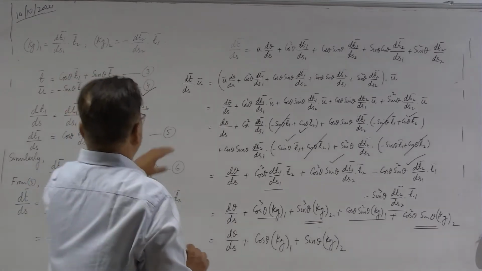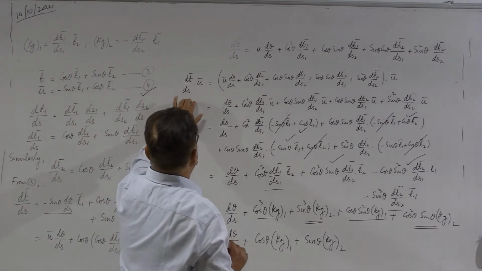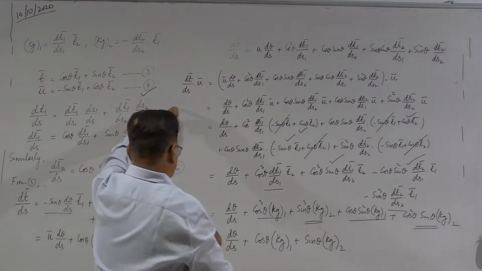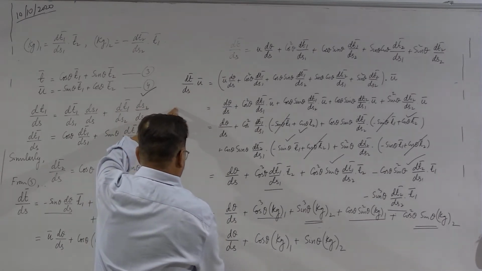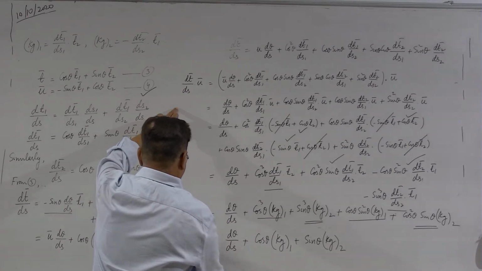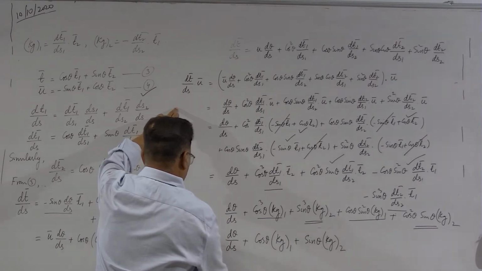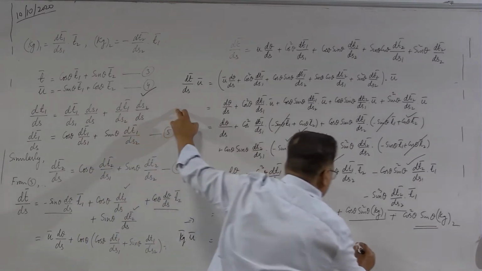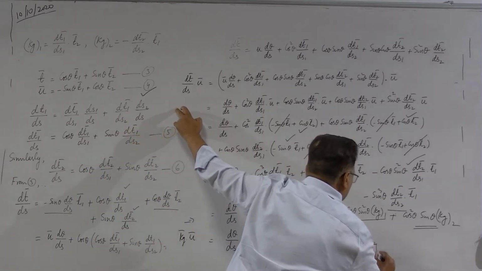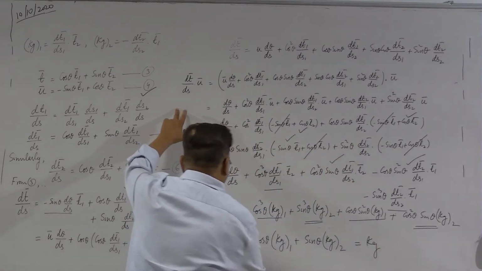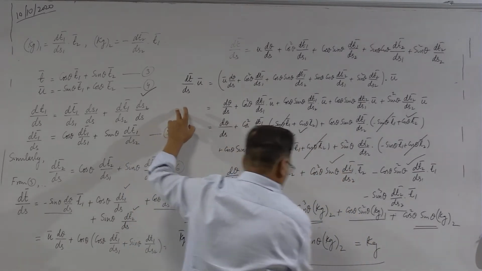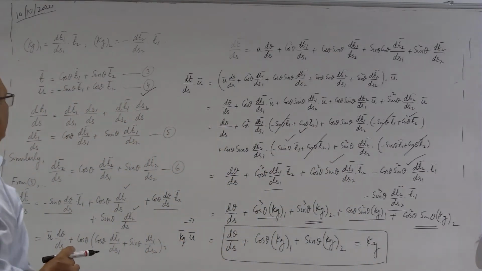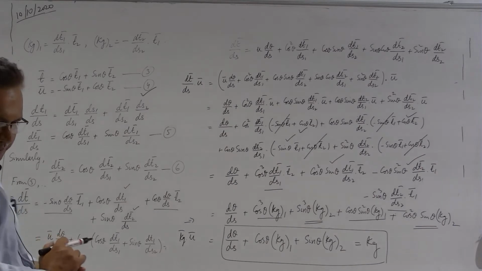Look at the left hand side. What is this? dt upon ds is Kg bar. So, Kg bar dot u equal to this. Kg bar dot u is Kg. So, this is simply Kg. So, this proves the result. All right. So, Liouville's theorem is proved completely.